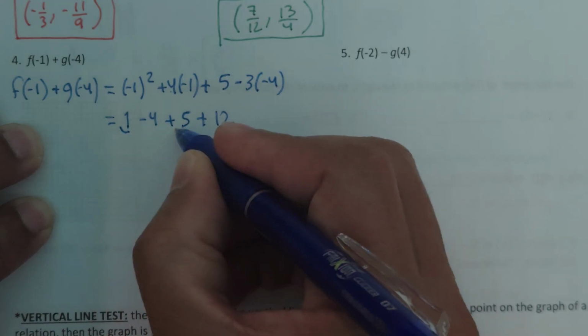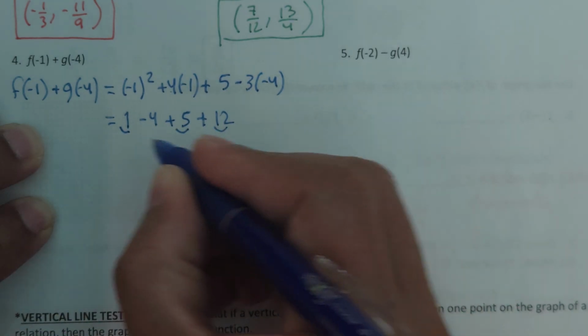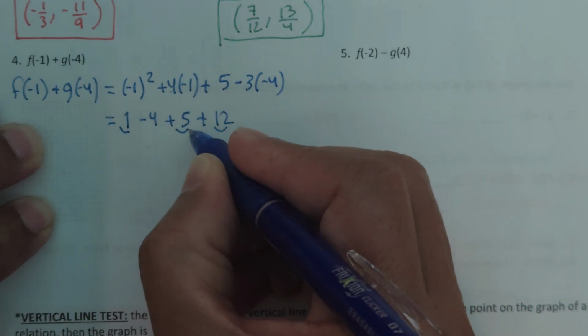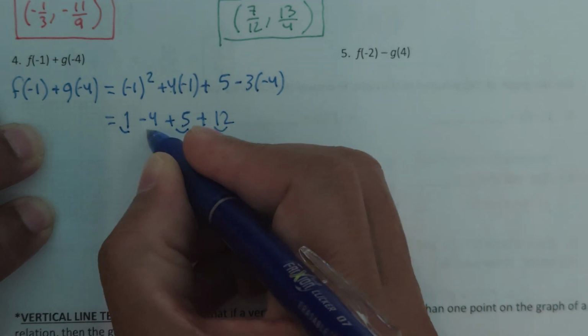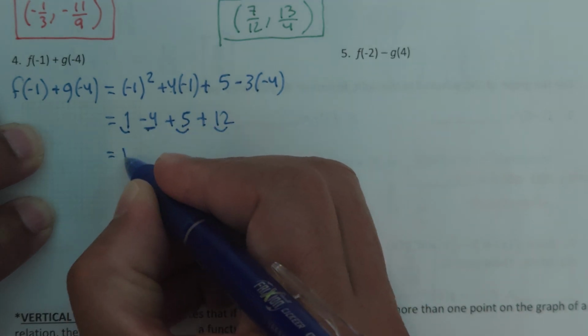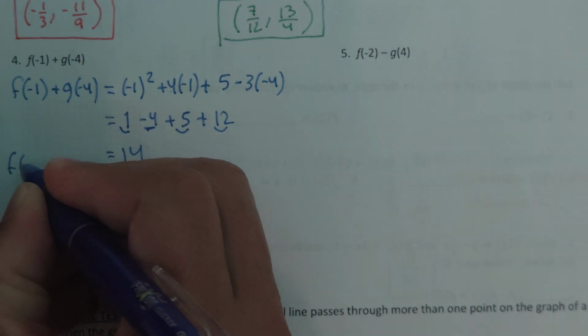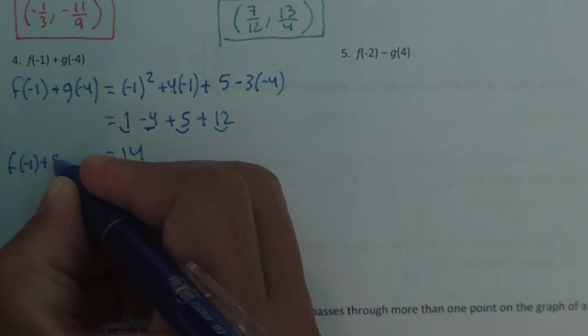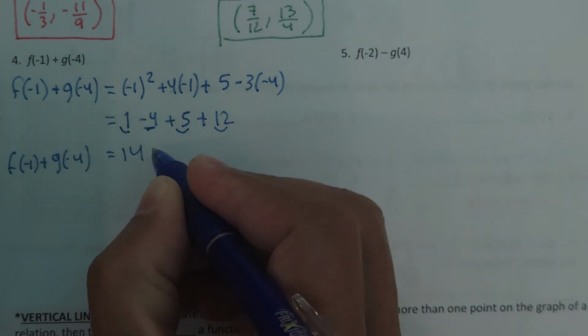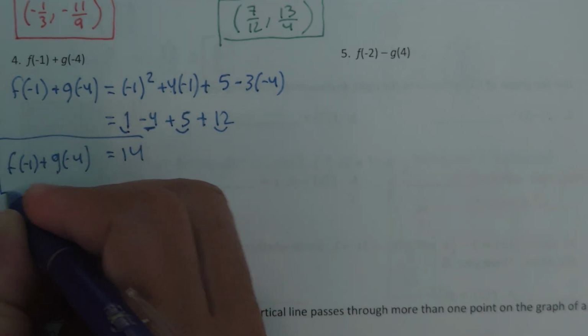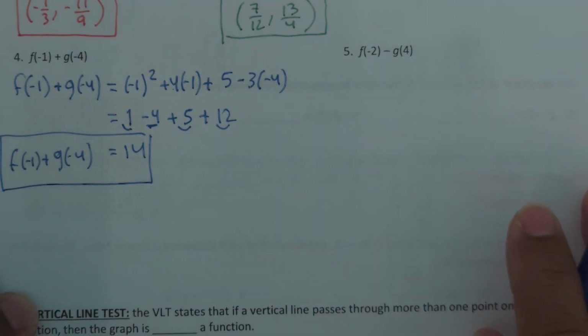Now combine 5 and 12. They combine to 18. 1 plus 5 is 6. 6 plus 12 is 18. But 18 minus 4 is 14. So then f of negative 1 plus g of negative 4 is equal to 14. And that is the answer to this problem.